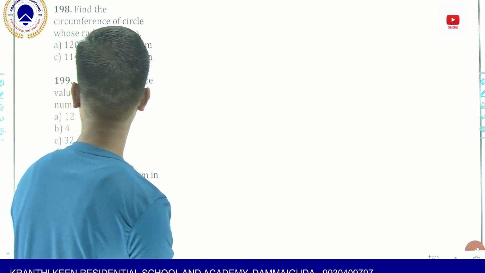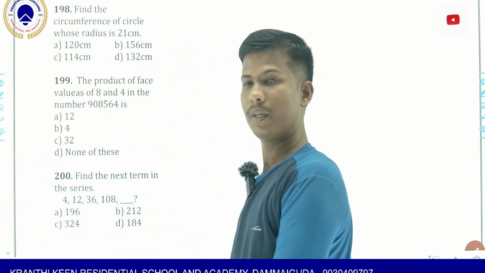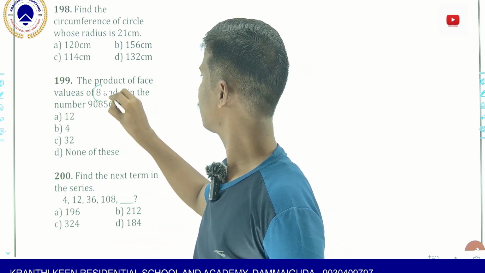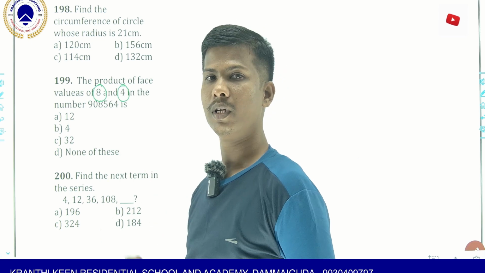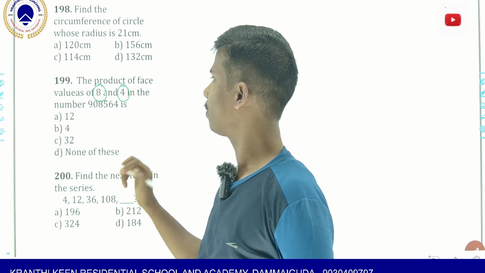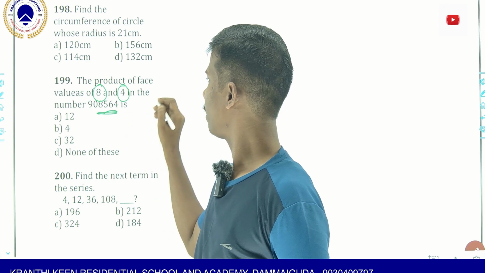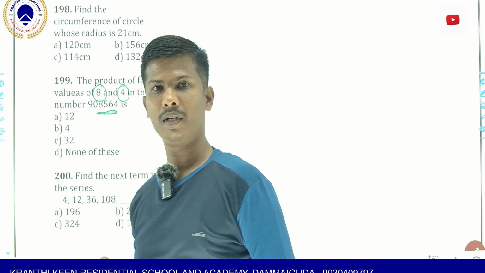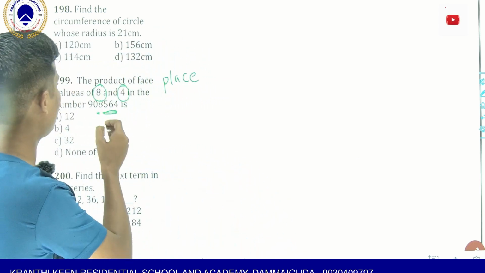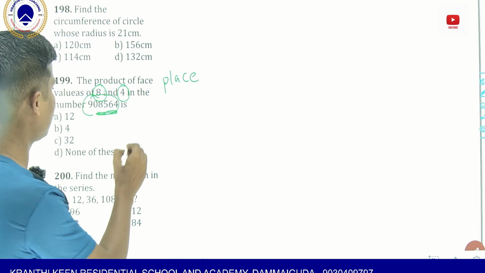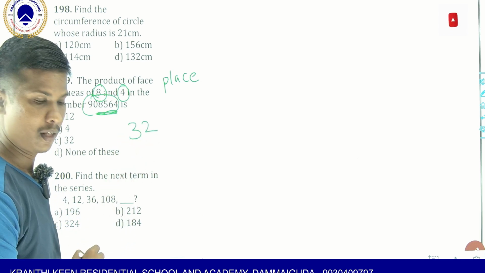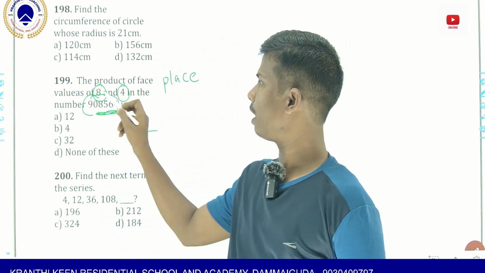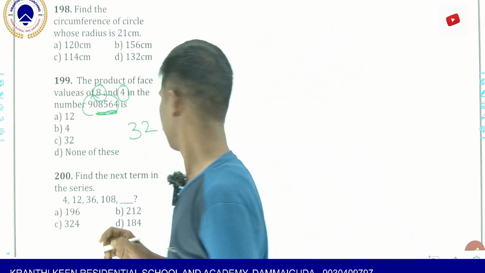Next, you see: the product of face values of 8 and 4. What do you have to do? You have to write the face value of 8 and 4. To write the face values of 8 and 4, you need not look at the number. If he asked only the place value, then you need the number. If he asks for the product of face values, you directly multiply. 8 fours are 32, because the face value of 8 and 4 will always be 8 and 4 only. In any number, face value will always be the same, wherever the position is.